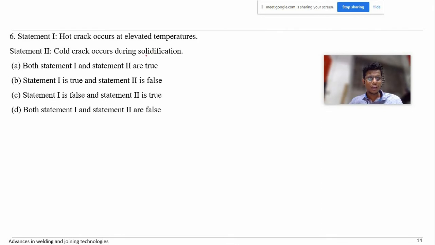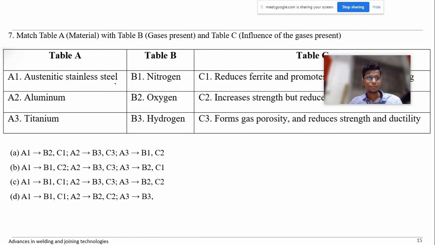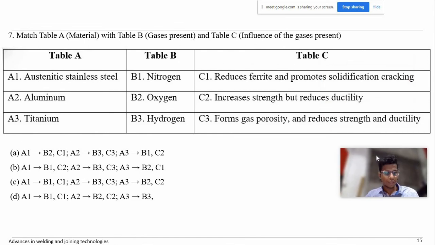Statement two says cold cracking occurs during solidification. This is wrong; it actually occurs after solidification, once the weld joint reaches room temperature. So statement one is true, but statement two is false. For the sixth question, the answer is 6B. I hope I made it clear. If you have any doubts, please put them in the chat box.